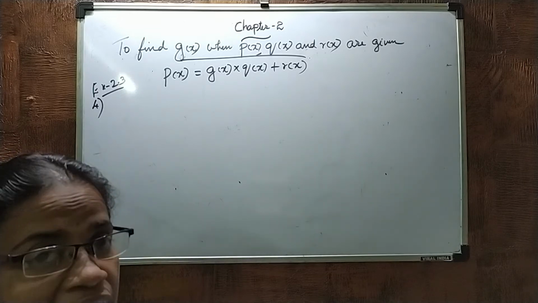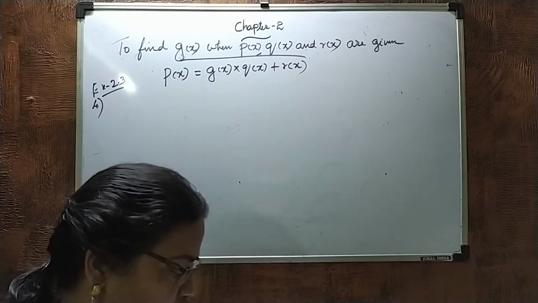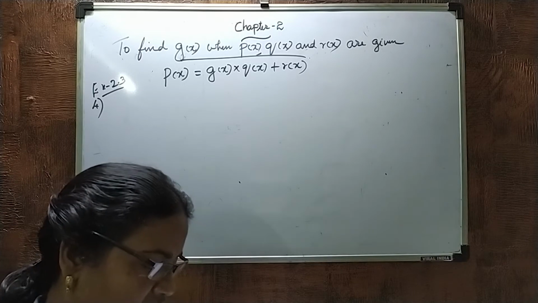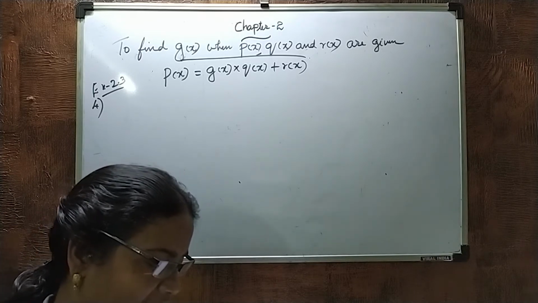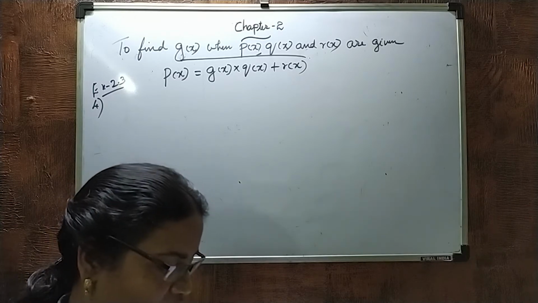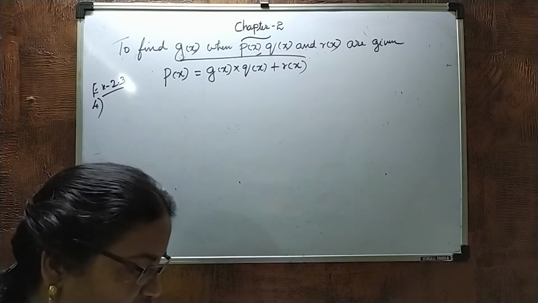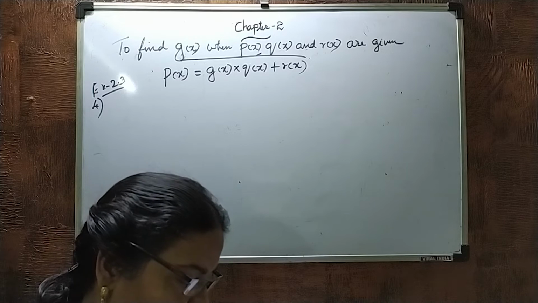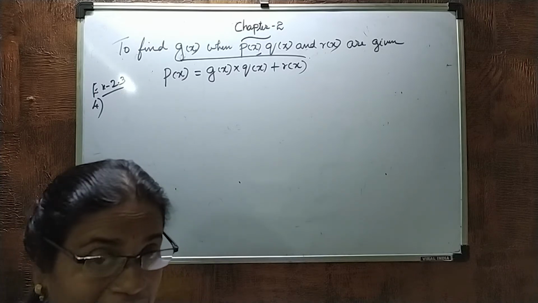The question is like this. You have to write the question from the textbook. On dividing x cube minus 3x square plus x plus 2 by a polynomial g of x, the quotient and remainder were x minus 2 and negative 2x plus 4 respectively. Find g of x. So p of x is given, and they told you the quotient and remainder were x minus 2 and negative 2x plus 4 respectively.